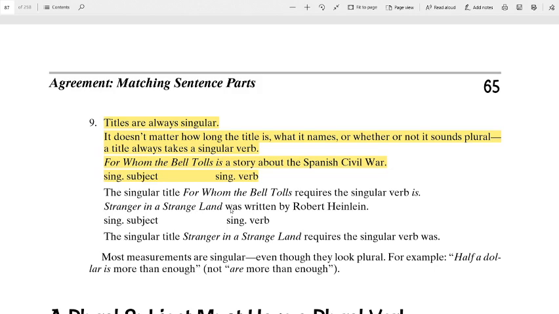Nights is plural, but this is a title. This is the title of a TV show. So we cannot treat it as plural.